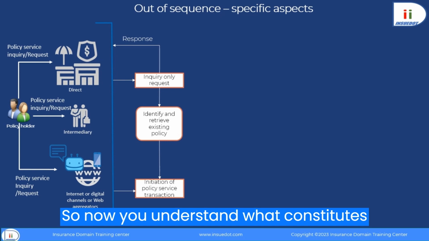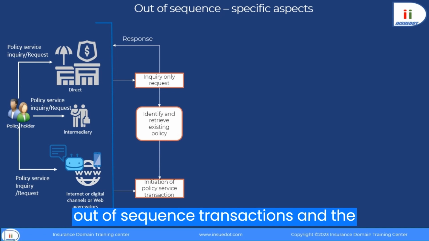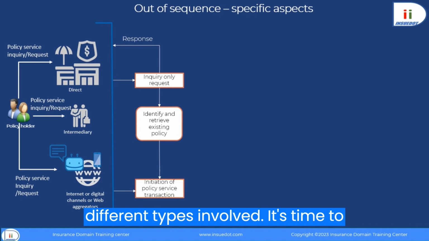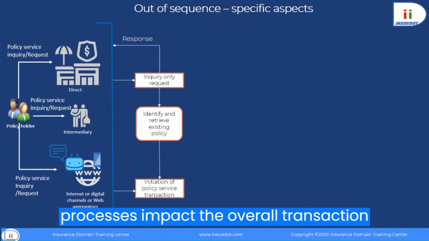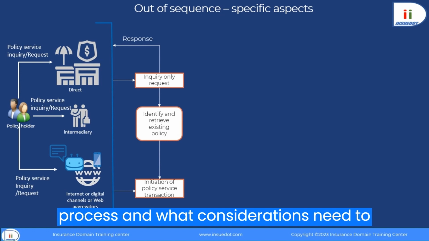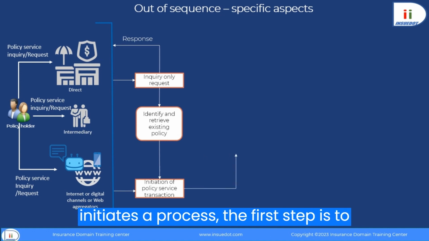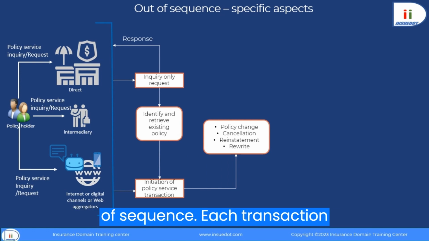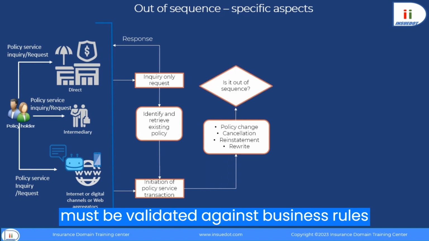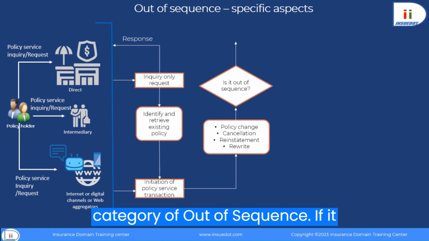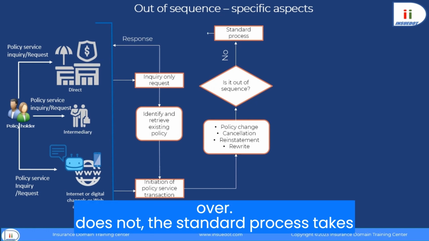So, now you understand what constitutes out-of-sequence transactions and the different types involved. It's time to explore how these out-of-sequence processes impact the overall transaction process and what considerations need to be taken into account when developing a software system. When a user initiates a process, the first step is to determine whether the transaction is out of sequence. Each transaction must be validated against business rules to ascertain whether it falls into the category of out of sequence. If it does not, the standard process takes over.